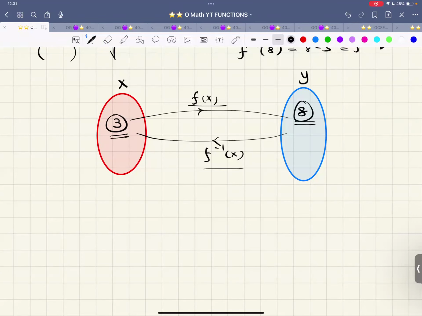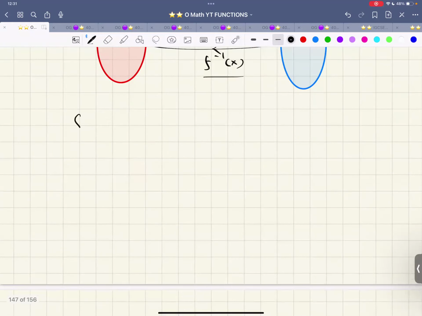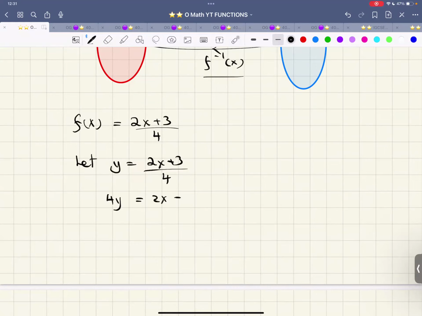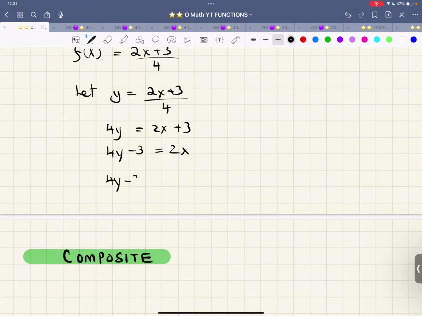So that is the basic idea over here. Let me do some more examples. Let's say f(x) is equal to (2x + 3) divided by 4. Let y be equal to (2x + 3) over 4. 4y is equal to 2x + 3. 4y minus 3 is 2x. Very easy. (4y minus 3) divided by 2 is equal to x.